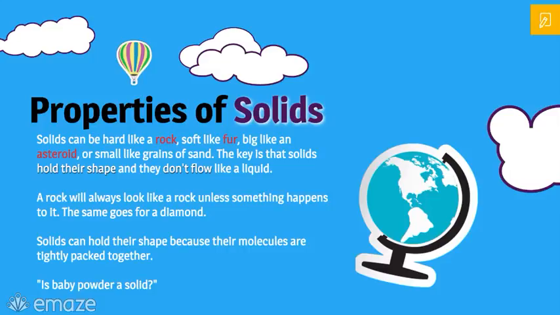But we're talking about them in their state as a solid. So a rock will always look like a rock unless something happens to it. And the same goes for a diamond. And we know diamonds are special. Solids can hold their shape because their molecules are tightly packed together.